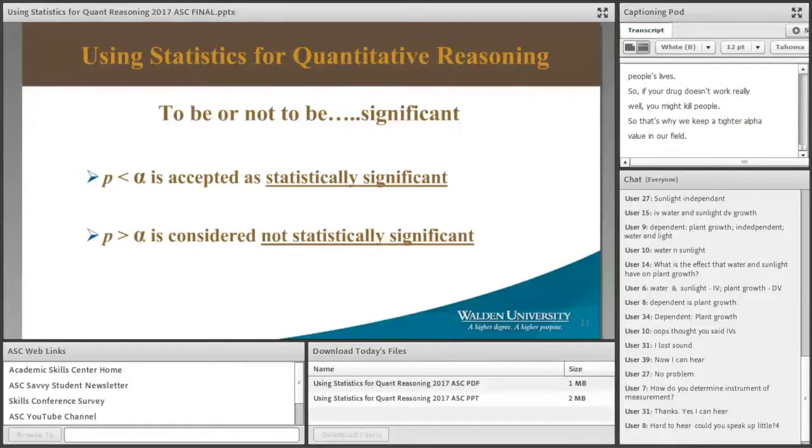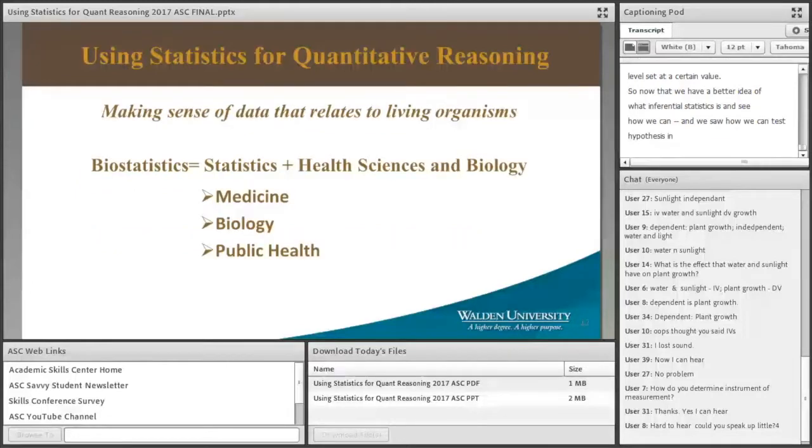That's interesting, Michael. Thanks for sharing that. That gives us a bit of an idea of what it means, really, to have that alpha level set at a certain value. So now that we have a better idea of what inferential statistics is and we saw how we can test hypotheses in statistics, I'm turning it over to Michael, who will present insights into biostatistics. Go ahead, Michael.